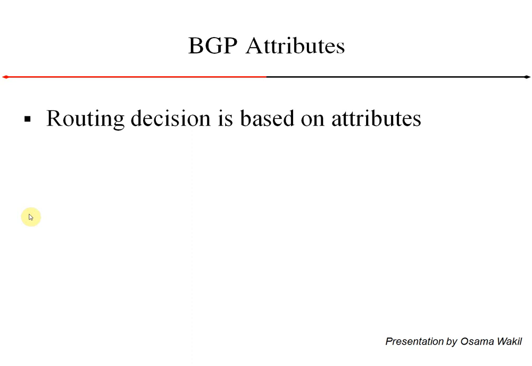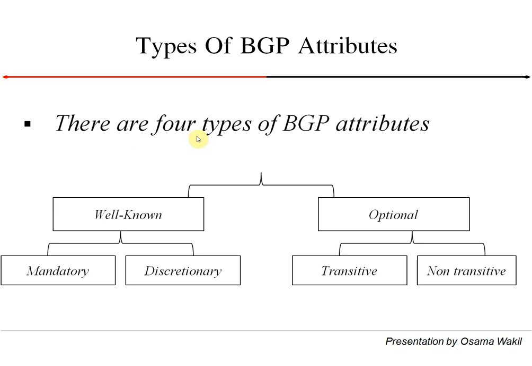So let's first talk about the types of BGP attributes. There are many BGP attributes, and they are classified as well-known and optional. Basically, there are four types: well-known mandatory, well-known discretionary, optional transitive, and optional non-transitive.